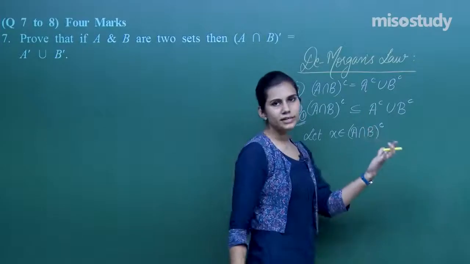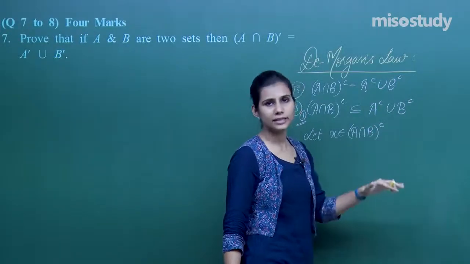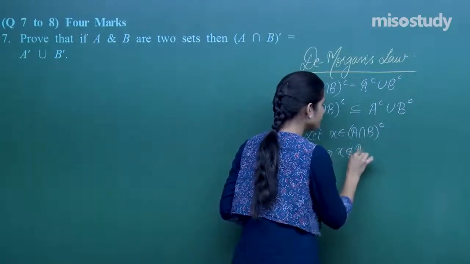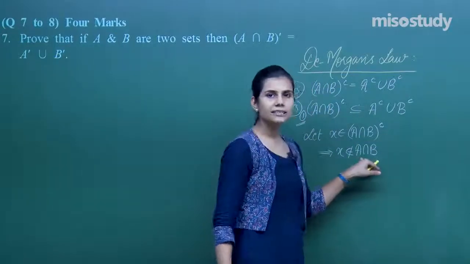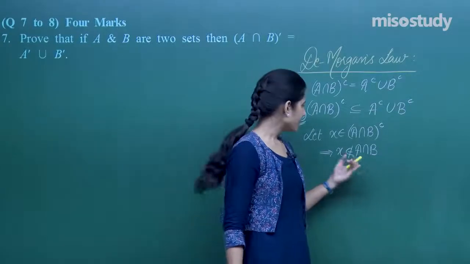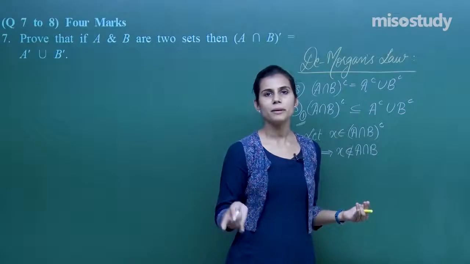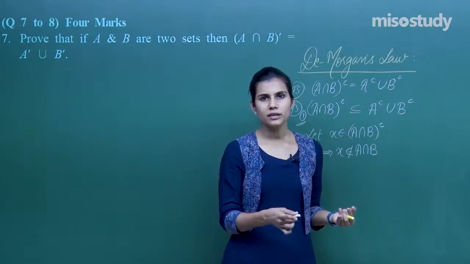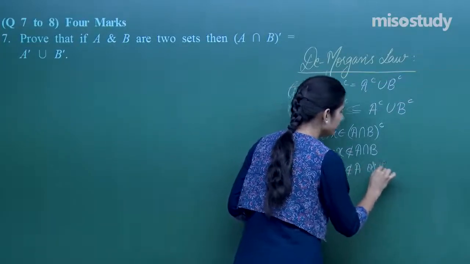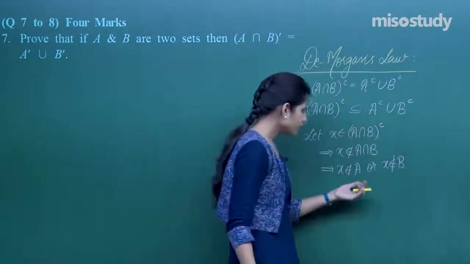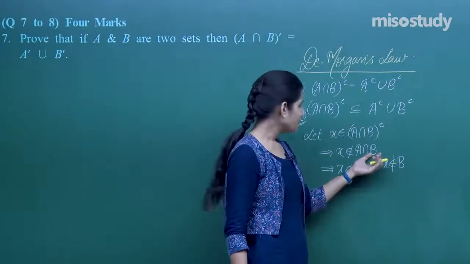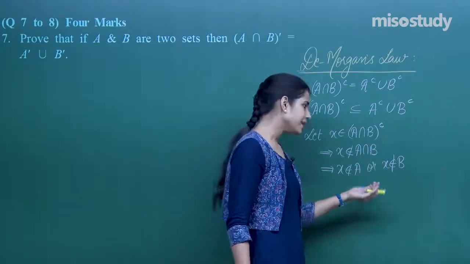If it is in complement of A intersection B, complement of a set is all those elements which are not in the set. So if x is in the complement of A intersection B, this means x is not in A intersection B. Inside A intersection B are those elements which are both in A and B, which are common members of A and B. If x is not in A intersection B, that means it is not a common member of A and B. That means it is either in A and not in B, or in B and not in A. So this implies x is either not in A or it is not in B. Because if it would have been in both, then it would have been in the intersection, but it is not in the intersection. That means it is not a common member. Clear?